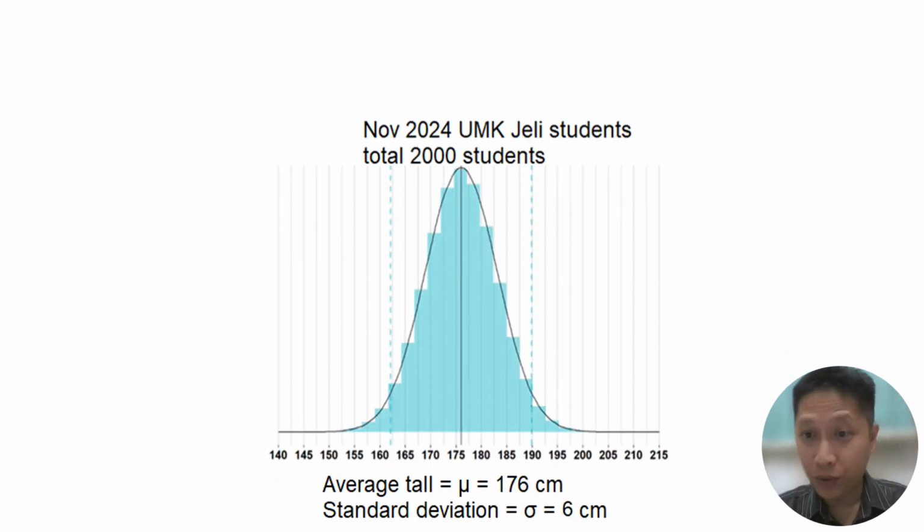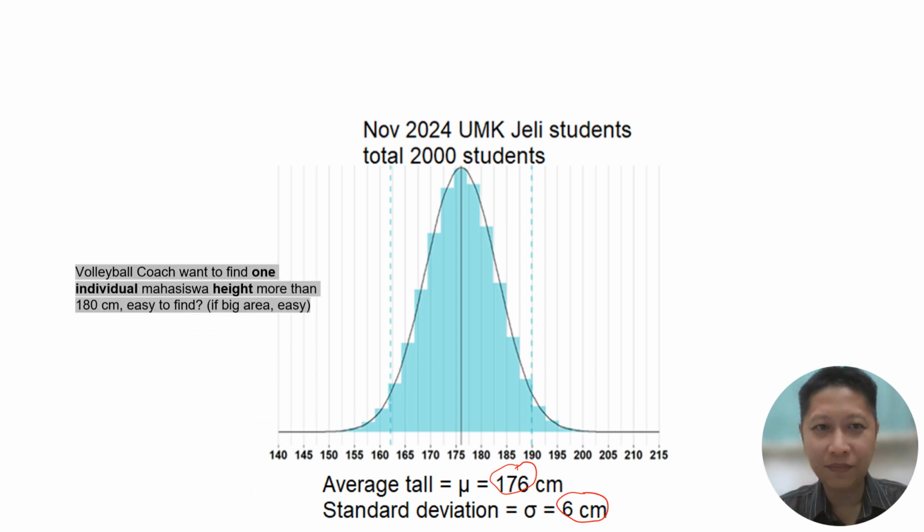We have a total of 2,000 students today at UMK Jeli campus. We found that the students have an average height of 176 cm, mahasiswa only, and their standard deviation is plus minus 6 cm. We have three questions. We want to find the probability for each of the questions.